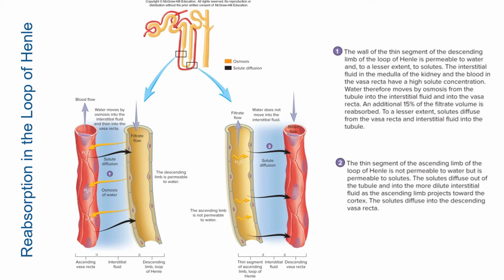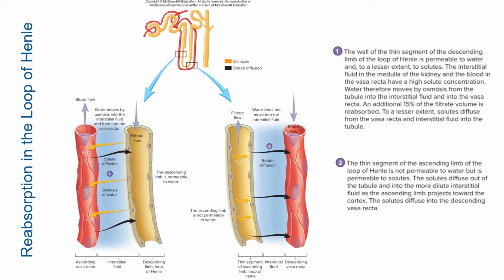In here, the wall of the thin segment of the descending loop of Henle is permeable to water and, to a lesser extent, to solutes. The interstitial fluid in the medulla of the kidney and the blood in the vasa recta have high solute concentration. Water therefore moves by osmosis from the tubule into the interstitial fluid and into the vasa recta. So here, from the descending loop to the vasa recta, an additional 15% of the filtrate volume is reabsorbed, and to a lesser extent, solutes diffuse from the vasa recta and interstitial fluid into the tubule.